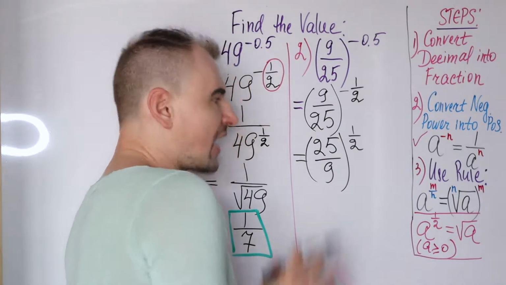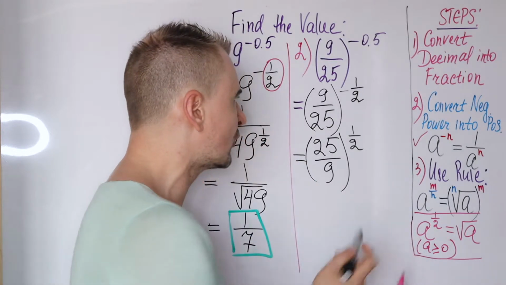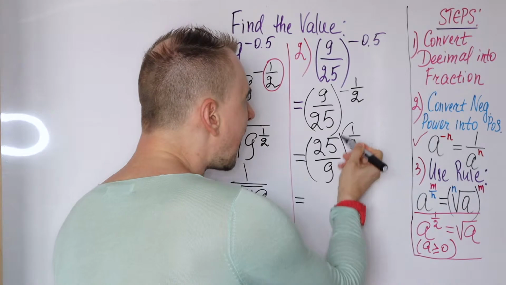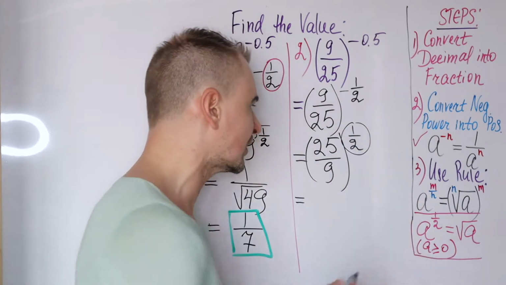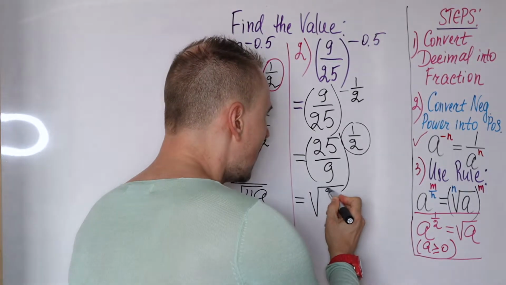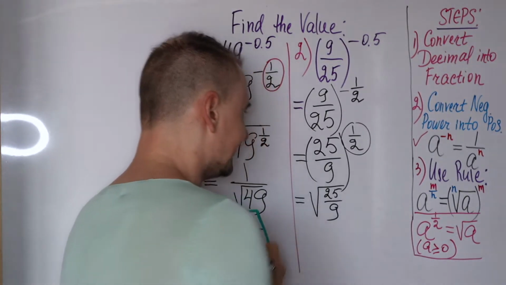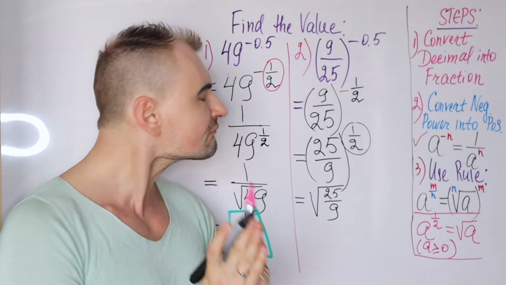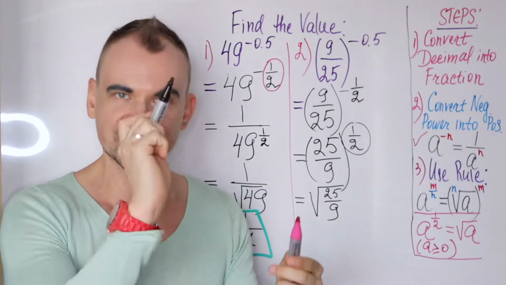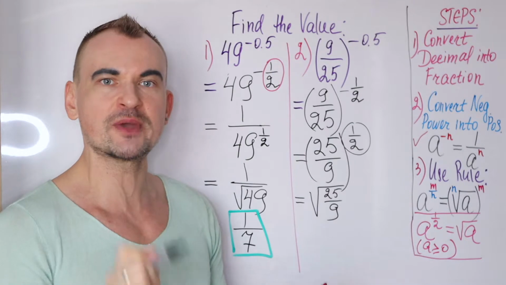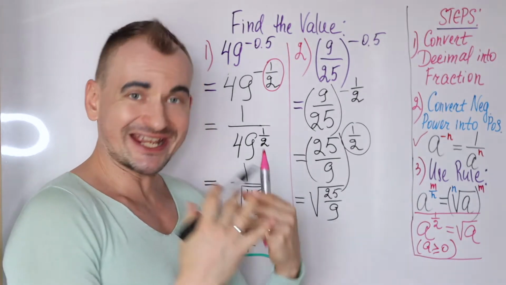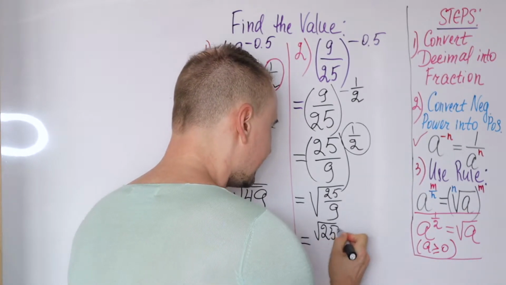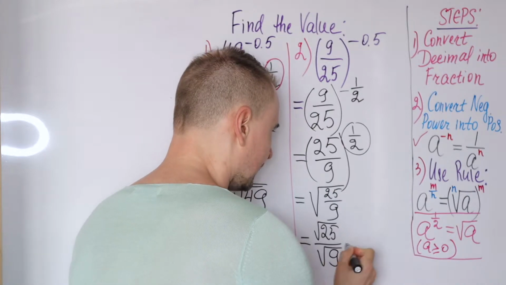And finally, the last step. You want to turn your fractional power into a radical form, into a root. So it becomes again just the square root of 25 over 9. And at this point, recall that the square root of a fraction can be split up as the square root of the top over the square root of the bottom. So you could take the square root separately. It's the same thing as the square root of 25 divided by the square root of 9.